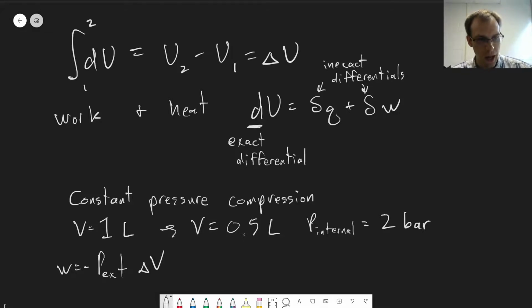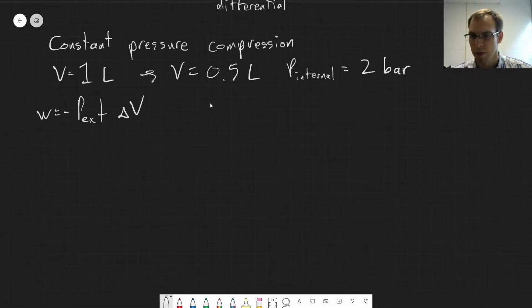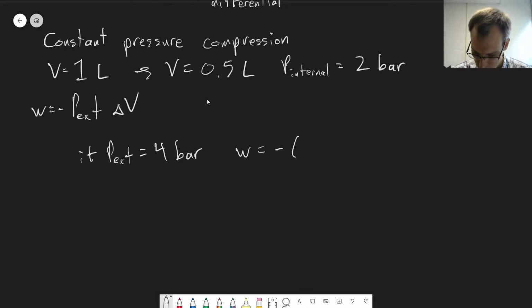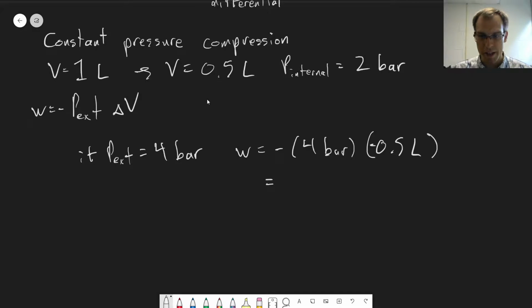So we know delta V, and let's imagine that we have two different situations where we have different external pressures. So if P external is equal to, say, 4 bar, we do need to know that the external pressure has to be larger than the internal pressure to be able to actually compress it. But let's say it's 4 bar, then we can calculate W equals minus 4 bar times the change in volume, which is negative 0.5 liters. So we'll get a positive, because we're compressing the gas, increasing internal energy. We get 2 liter bars. A liter bar is the same thing as 100 joules. So this is 200 joules.